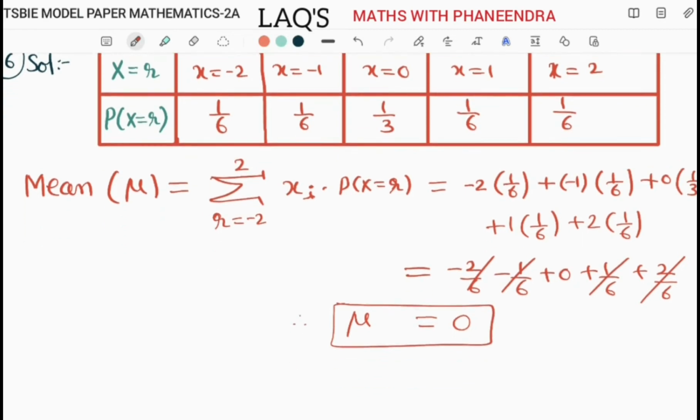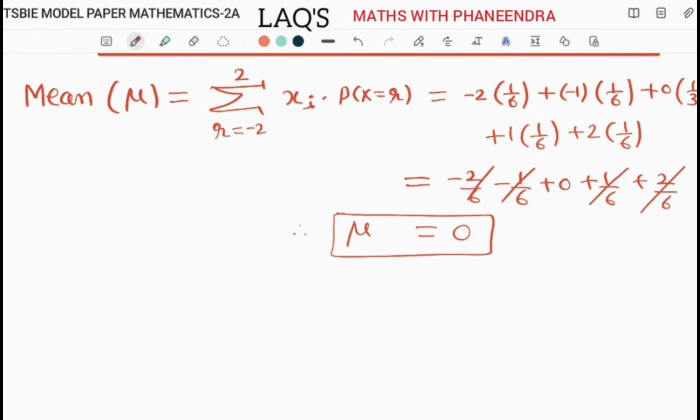Next, variance. Variance of the variance. Sigma square. So sigma r is equal to minus 2 to 2.